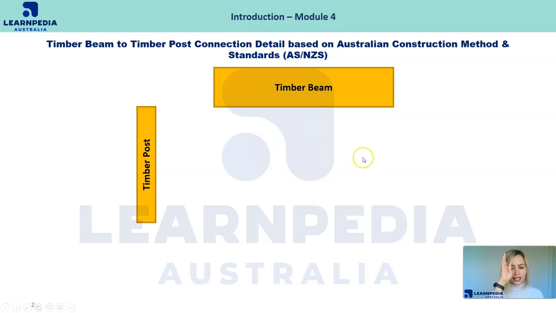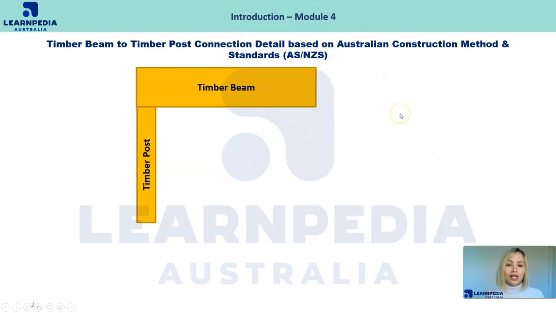Now, back to this example again. You've got a timber beam and a timber post. How would you connect these 2 together? So let's say this timber beam and timber post are in the porch area. If you don't know where is the porch area, all these terms and terminologies are explained in Module 1. And if you know, then that's perfect. Now, how to connect the beam to the post?